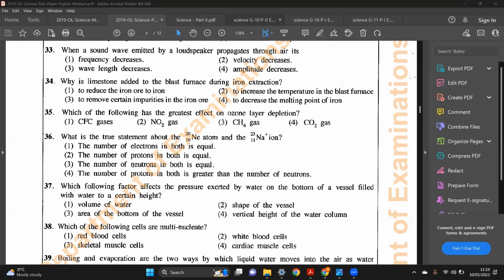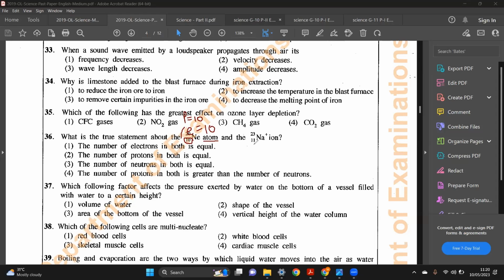Okay, 36. What is the true statement about the 2 atoms given here? Okay, the number of electrons is equal. So in the neon atom, it's an atom. These are important words. Since it's an atom, it has an atomic number of 10. That means its number of protons is 10. And because it's an atom, that means no electrons were removed or added. That's why they use the word atom. That means the number of electrons is also 10.